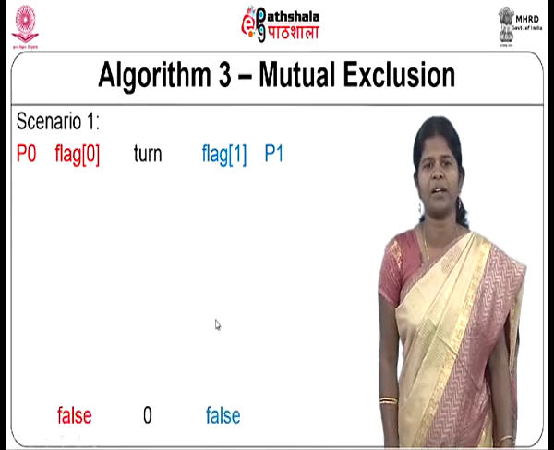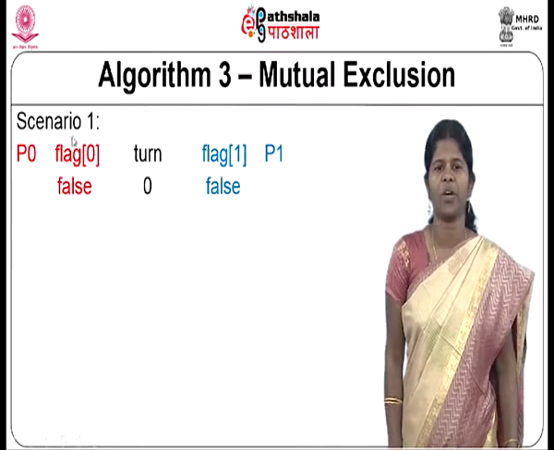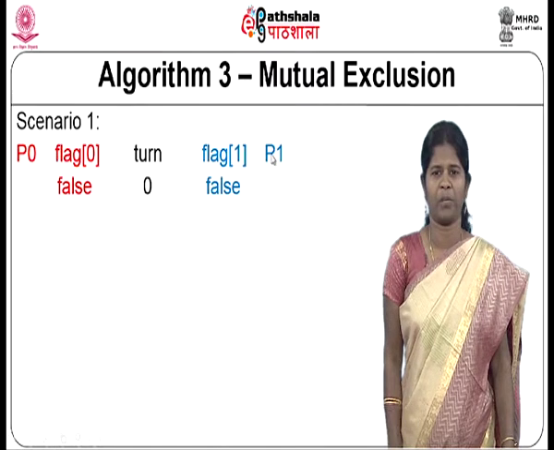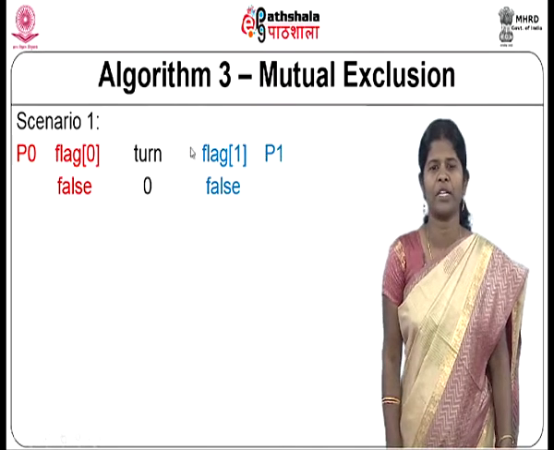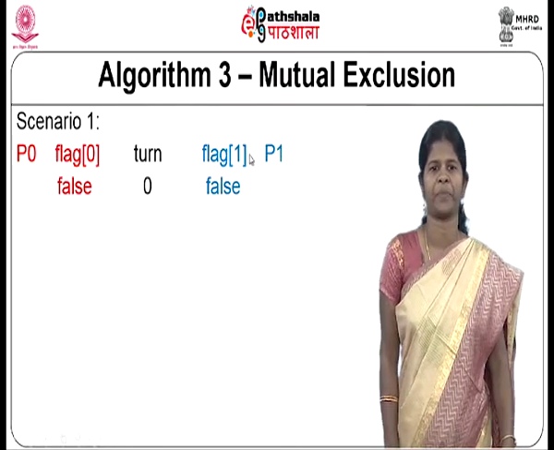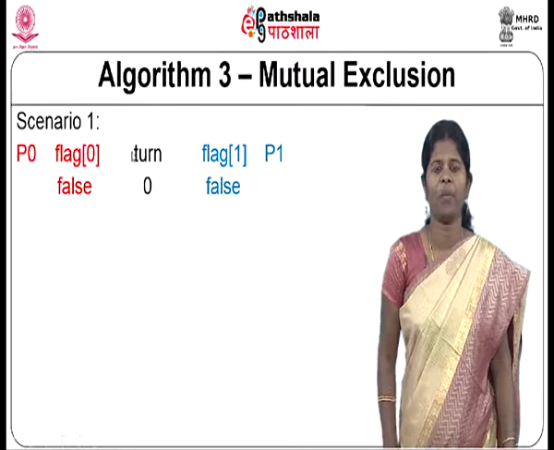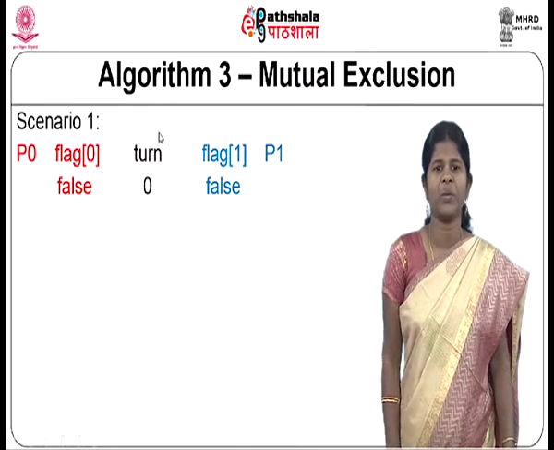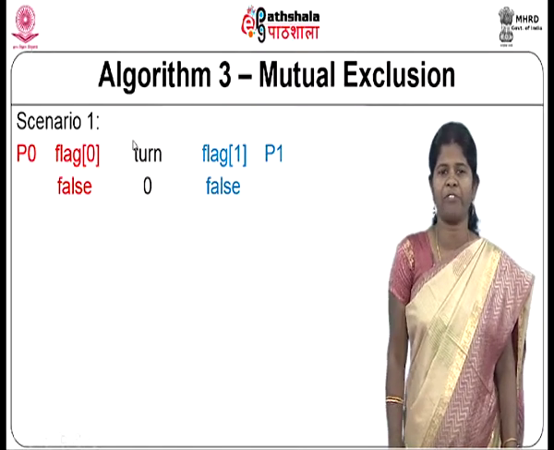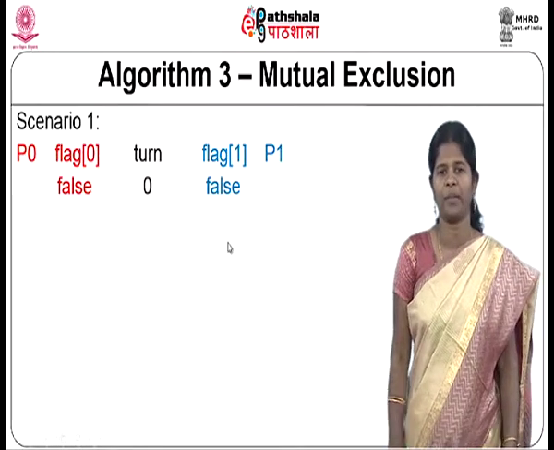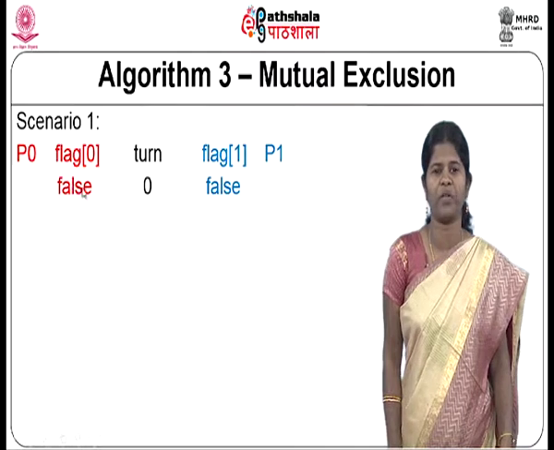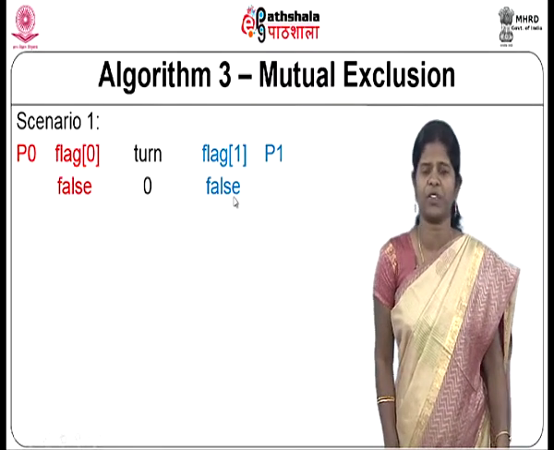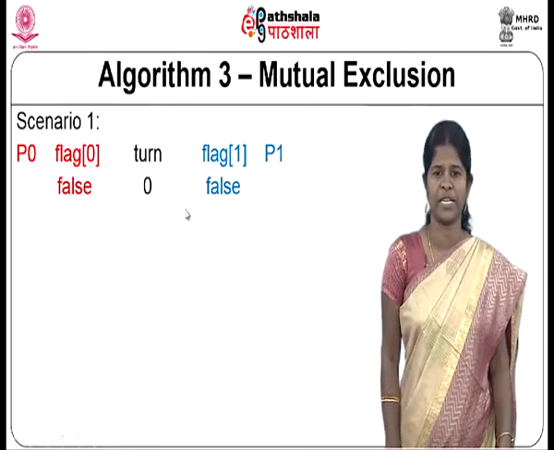So, we consider a scenario first. You have two processes P naught and P1, and P naught has this variable flag of 0 and P1 has this variable flag of 1. And there is this common variable turn, which can be accessed and modified by both process P naught and P1. Initially, for flag of 0 the value is false, and for flag of 1 the value is false. This is the initial value that has been set.